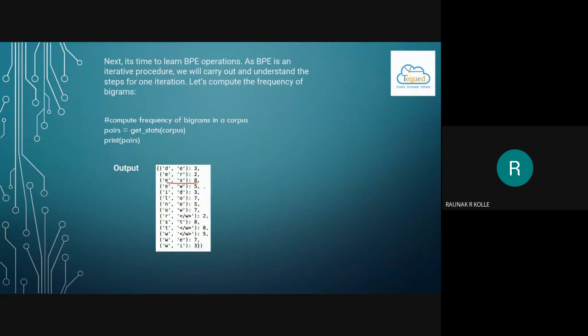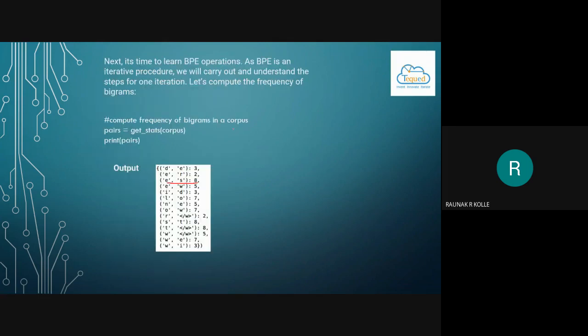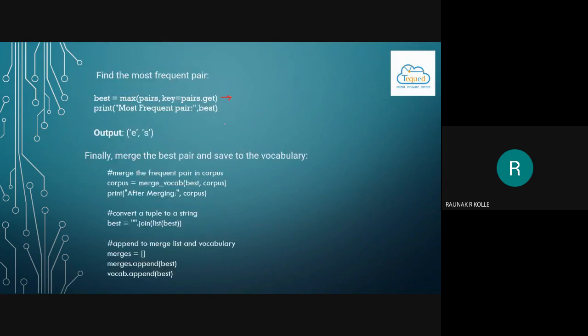After printing the pairs and their frequencies, the most frequent pair is selected. best equals max of pairs, comma, key equals pairs.get. This function finds out the most frequently occurring pair. As we saw in the previous output, the most frequently occurring pair is ES, which occurs 8 times, and it's printed out as the most frequent pair, ES.